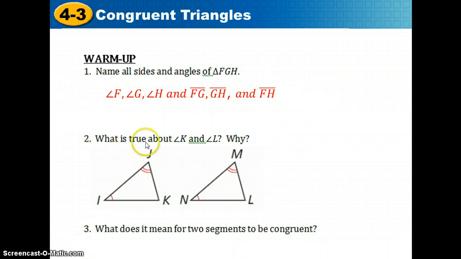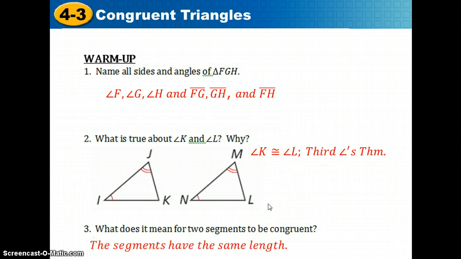Number 2, what is true about angles K and L in this situation? Well, if we look at this, we know I is congruent to N, J is congruent to M, so we have two angles in one triangle congruent to two angles in another. We know that K must be congruent to L as well, and that was by the third angles theorem. Lastly, what does it mean for two segments to be congruent? By definition, that means the segments have the same length.